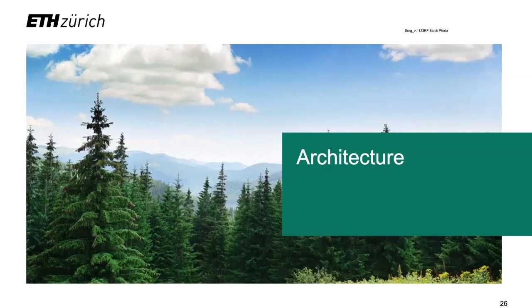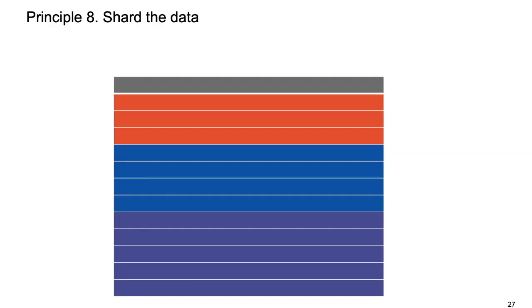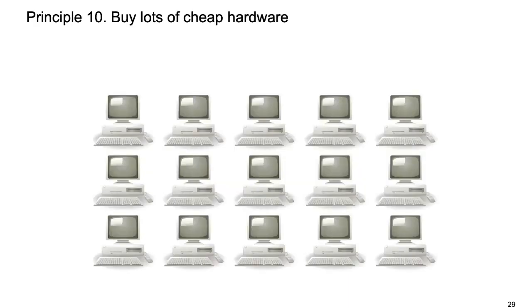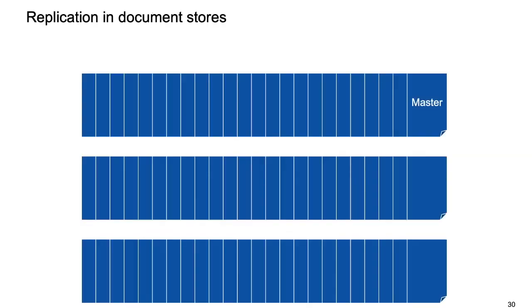Okay. Now, the architecture. So that's good that you actually pointed to that. So the same principles as everywhere else. We shard the data. If it's across machines, we partition the collections. We replicate the data. We're going to store several times the partition. And we buy lots of cheap hardware, just maybe not as much as HDFS or HBase.